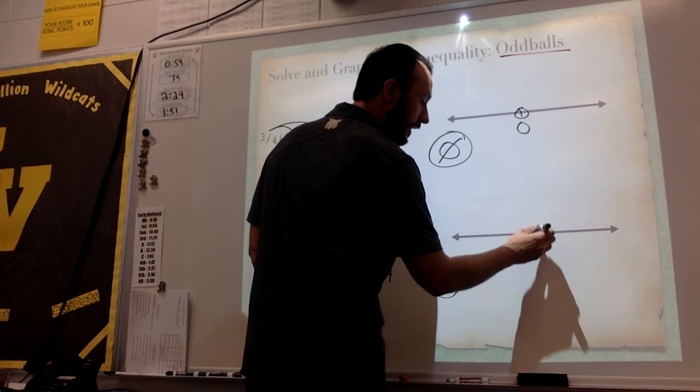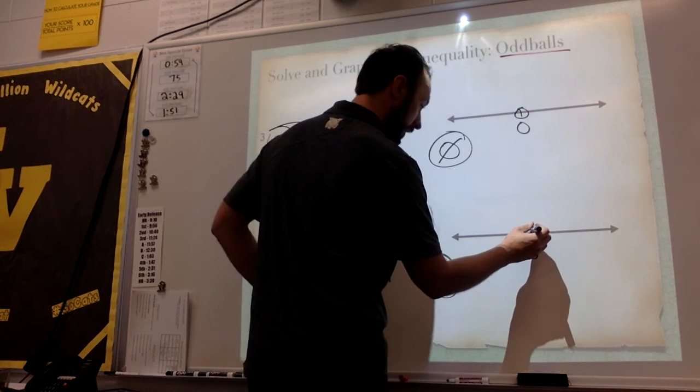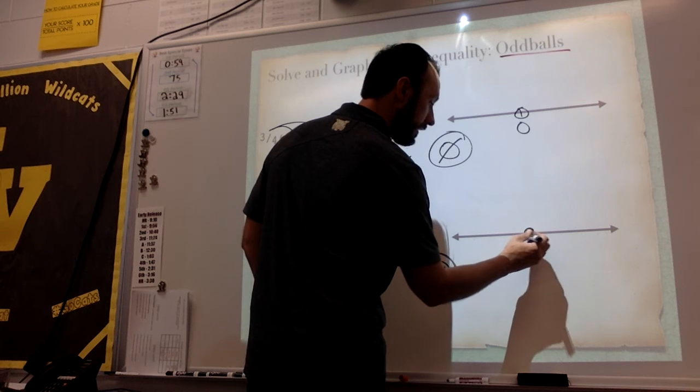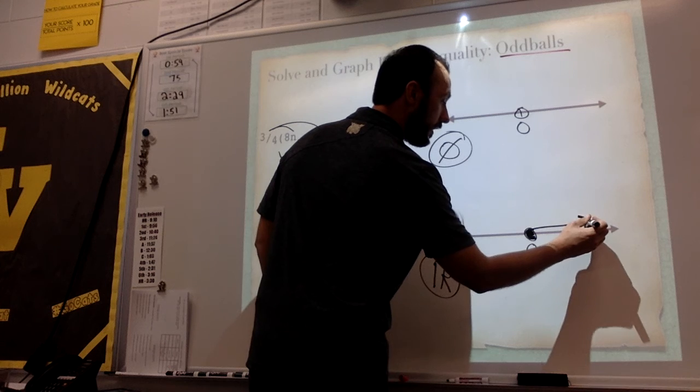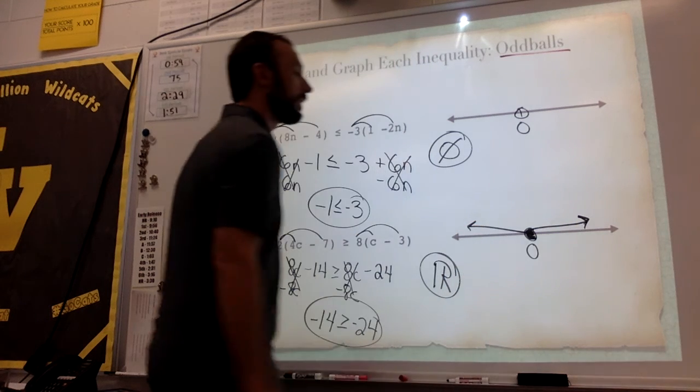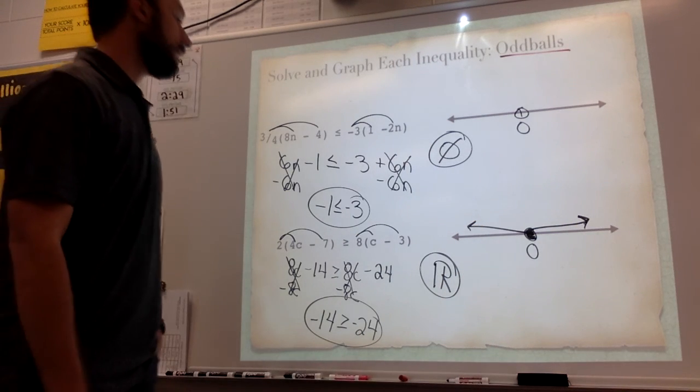So I'm going to put 0 there. That would be the end of C period, guys. And this would go both ways, that way and that way. So that's how you would graph that one.